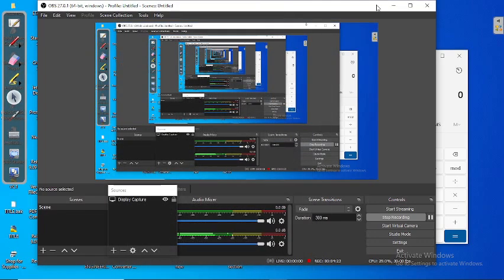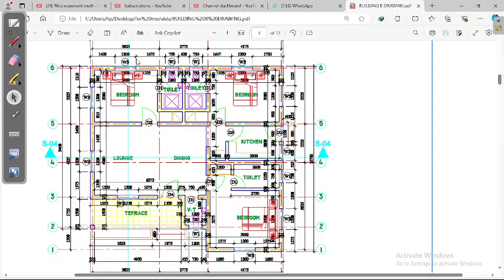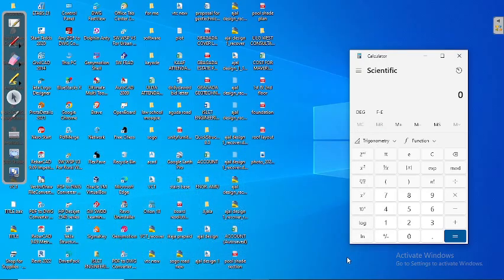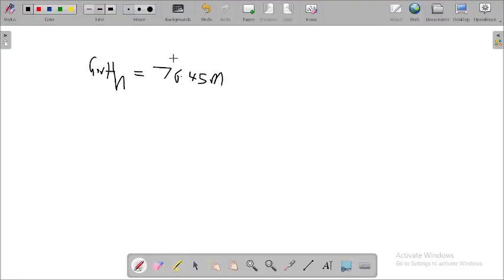Now, for us to proceed with this stage of our estimation, if you check from this list that we have here, the excavation unit of measurement is meter cube. That means that we need 3 dimensions for us to be able to estimate this excavation. One of the dimensions has been calculated as 76.45, which will serve as our length, the total length of excavation. So our girth will serve as our total length.